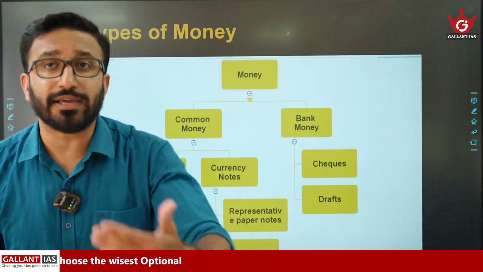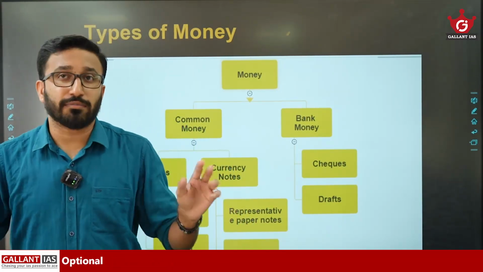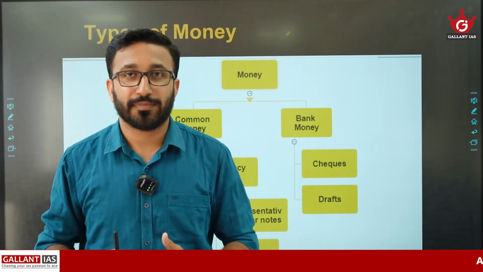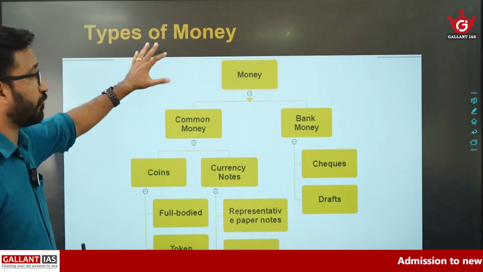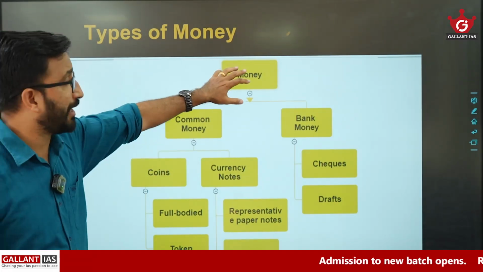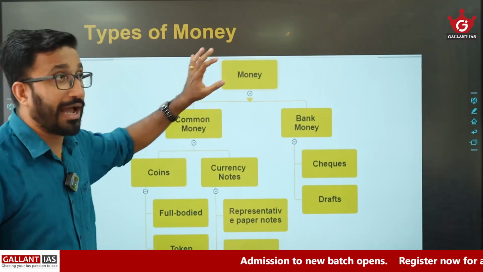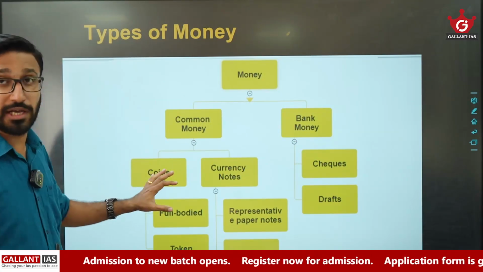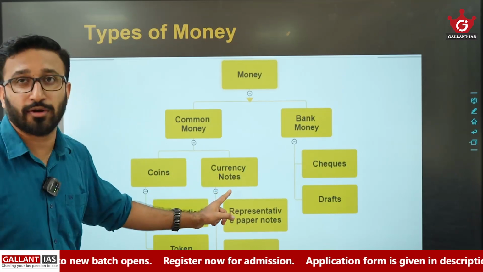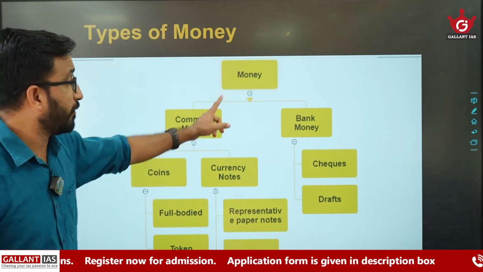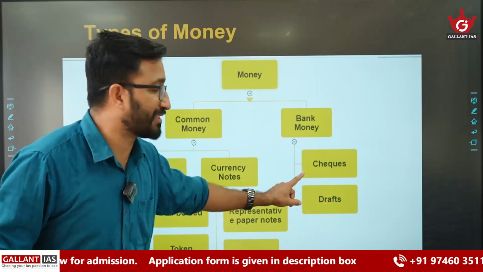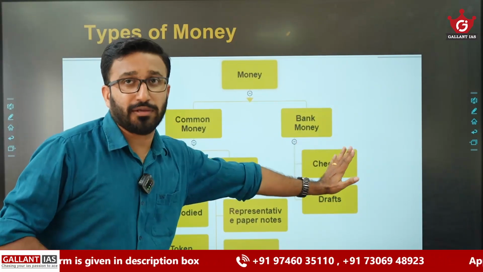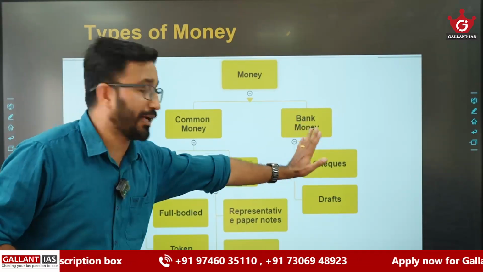So there comes our hero, the new age money, right? So what are the different types of money? See, money can be classified into common money and bank money. Common money can again be classified into coins and currency notes, while the bank money can be divided into checks and drafts. So we can set this part aside.